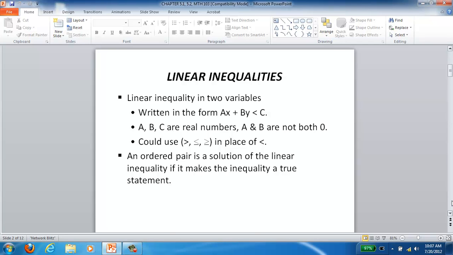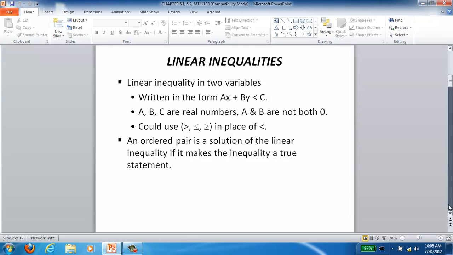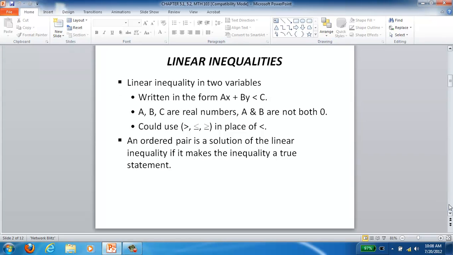There are four different kinds of inequalities: not only strictly less than, but strictly greater than, less than or equal to, and greater than or equal to. All ordered pairs form the solution to a linear inequality if it makes the inequality a true statement. Linear inequalities in two variables are written in the form of ax plus by less than or equal to c.